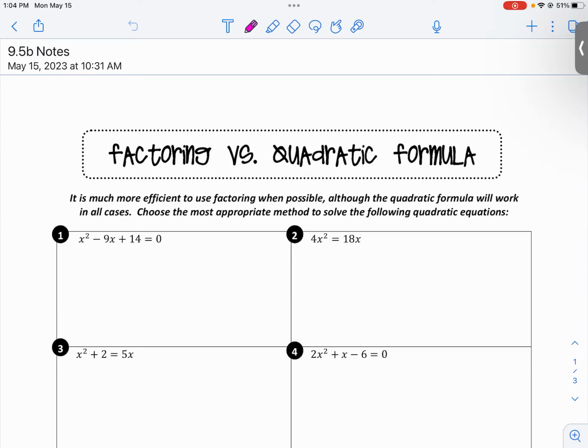At this point, we have 3 methods for solving a quadratic. Method number 1, graphing. Pretty time consuming. Number 2, factoring. When we see it, it's quick. We don't see it, it's not quick. Method number 3, quadratic formula. Works every time, but it's long. It's not really.